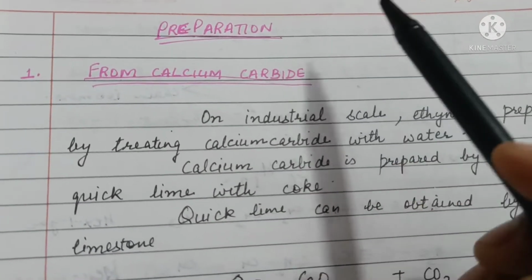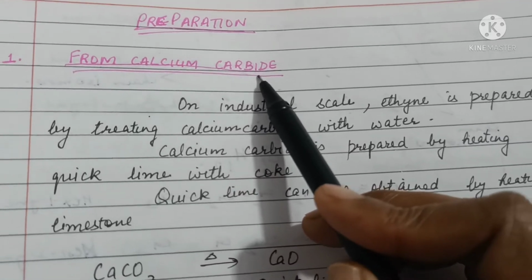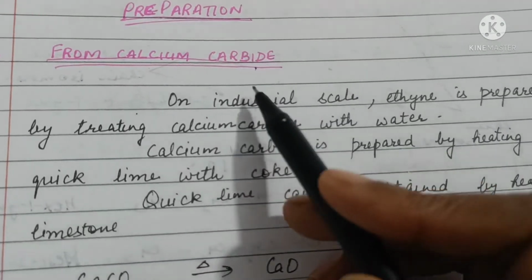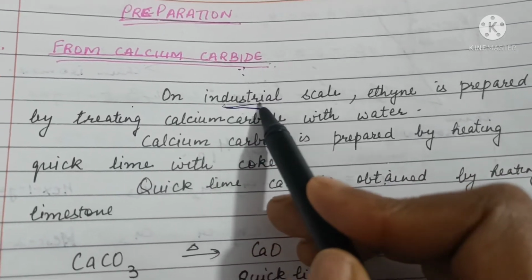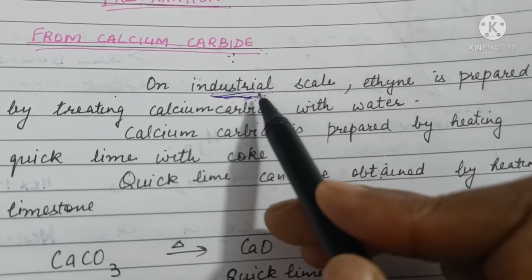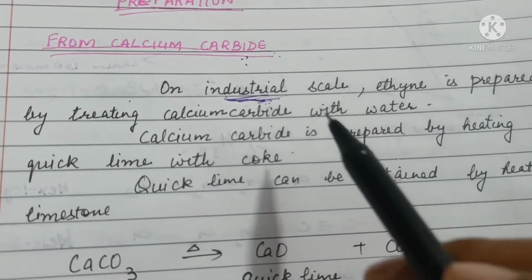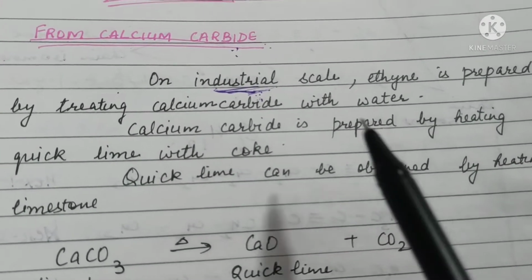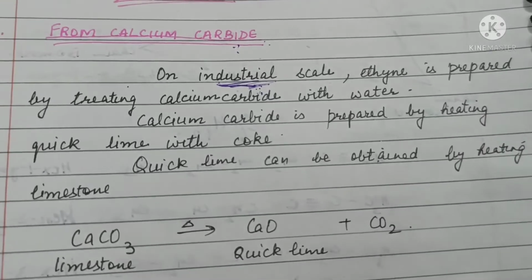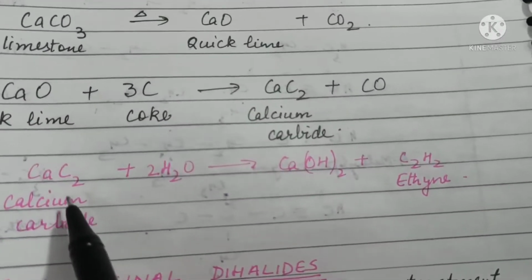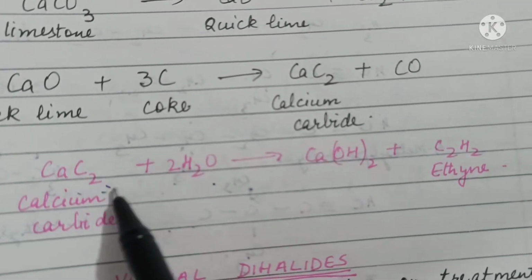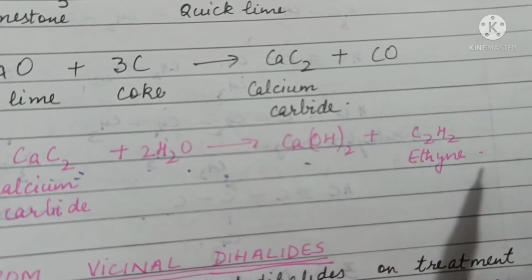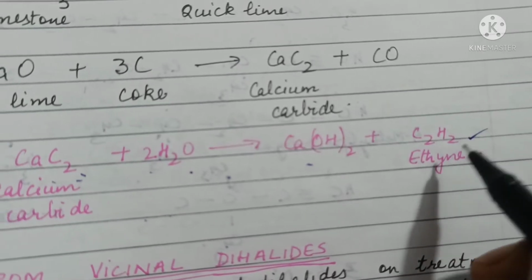Preparation of alkynes. We can prepare from calcium carbide, and this method of preparation from calcium carbide is the industrial method of preparation. We prepare alkynes in large amounts by this method. So alkyne is prepared by treatment of calcium carbide with water. Water is treated with calcium carbide to form calcium hydroxide and ethyne or acetylene.